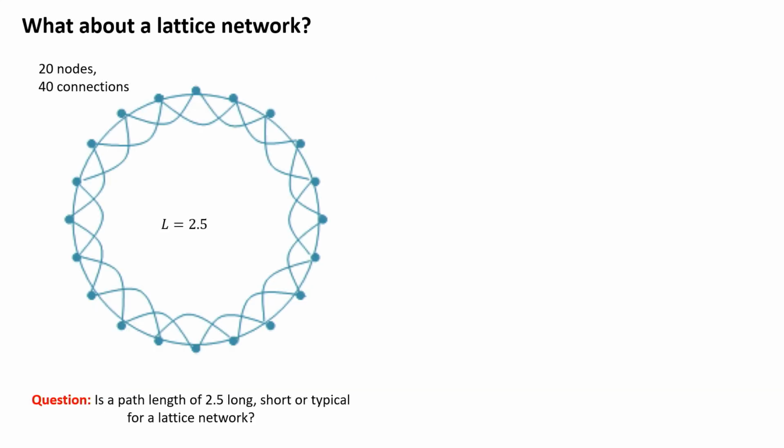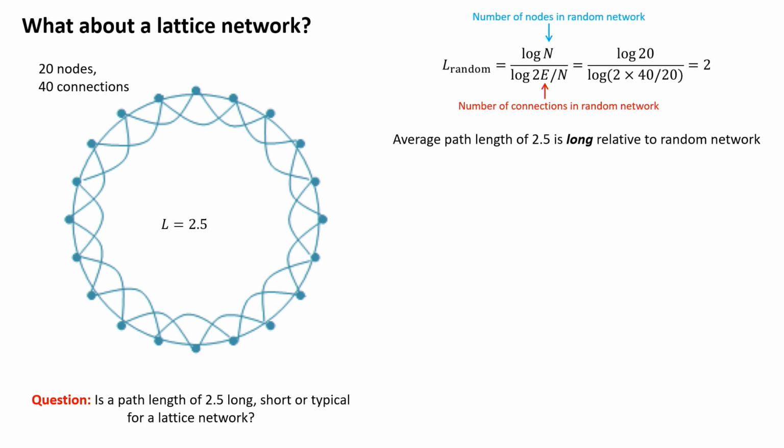What about a lattice? What about if we did the same thing in the lattice? We can take a lattice here with 20 nodes and 40 connections, and we see that the average path length is 2.5. Is it long? Is it short? Or is it typical for a network of this size to have a path length of 2.5? So we can do the same thing, right? We take our formula, plug in 20 for the number of nodes and 40 for the number of connections, and we get a path length of 2 once again. And so we can say that the path length in our lattice network is quite long, right? So lattices are not particularly conducive to efficient communication or to shortest paths.